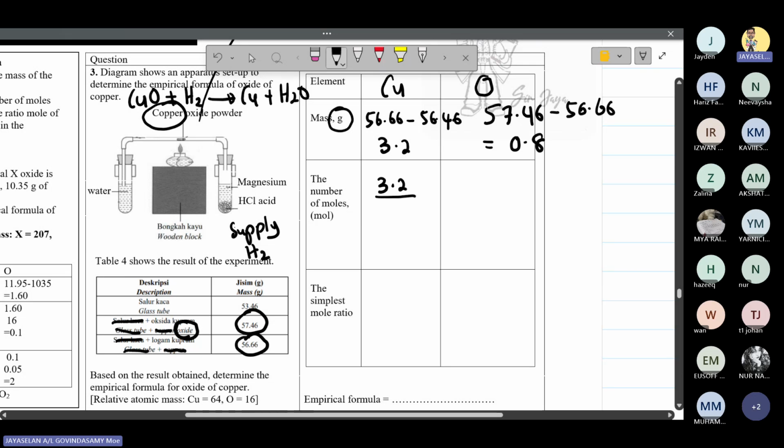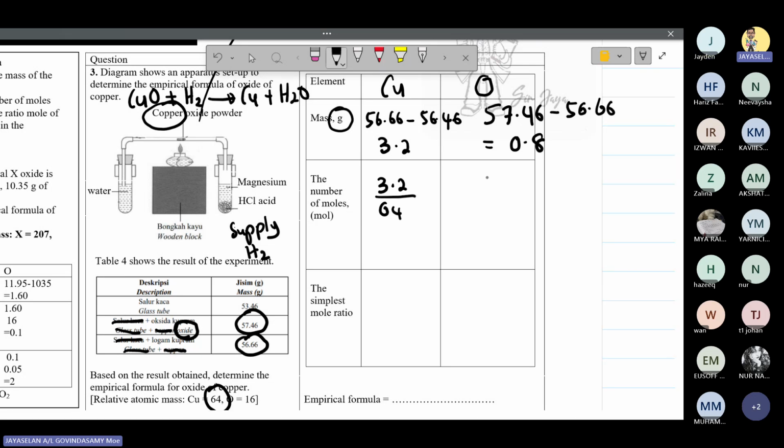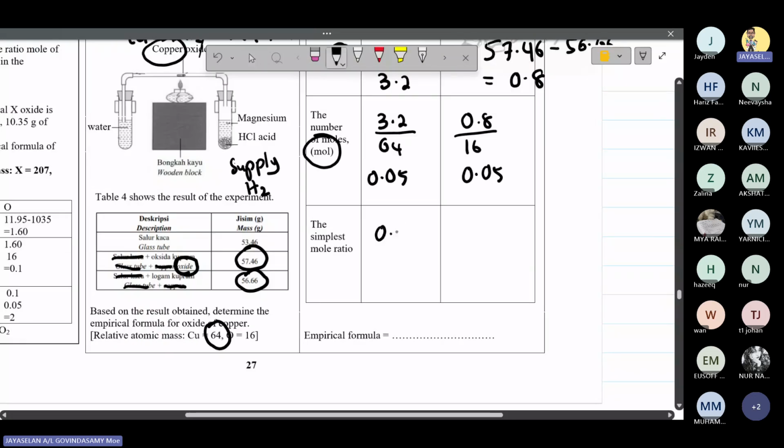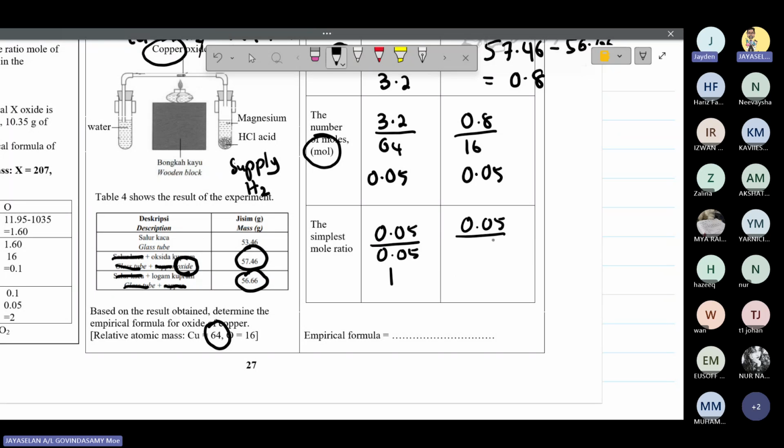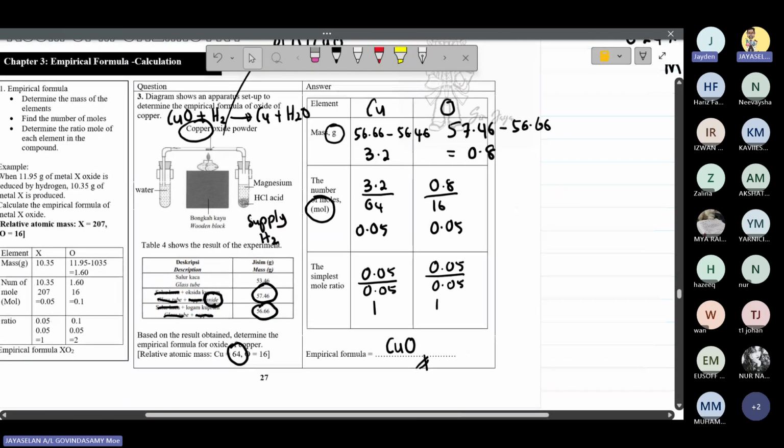Take the mass, divide with RAM, which is 64 for copper. 0.8 divided by 16 for oxygen. So what is the answer you will get? The answer I get is 0.05. Don't put the unit there, since it already has a unit. 0.8 divided by 16, I got 0.05. So you want to find the ratio, very simple. 0.05 divided by 0.05, you get 1. So the empirical formula is CuO. So you already get 3 or 4 marks for this question.